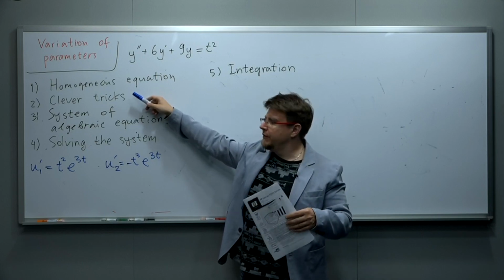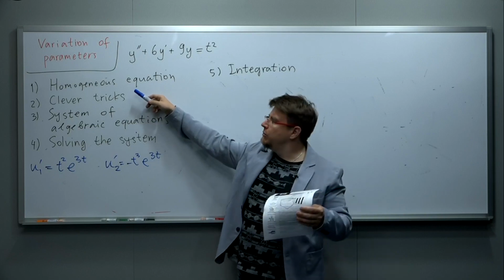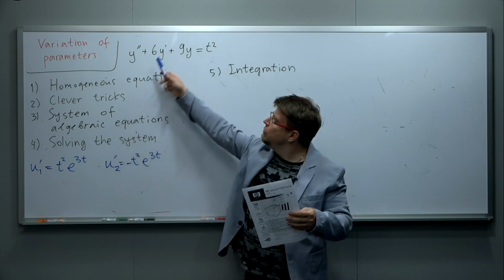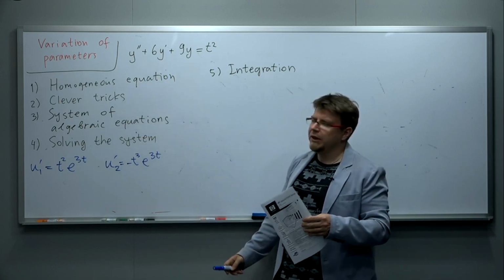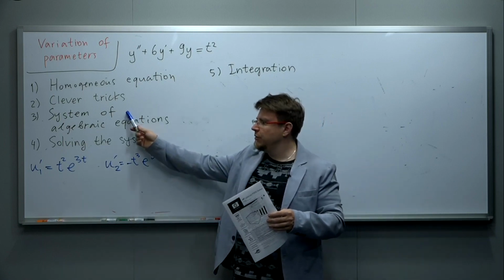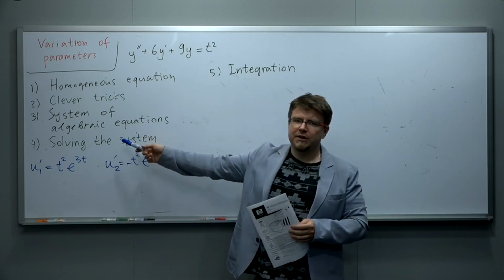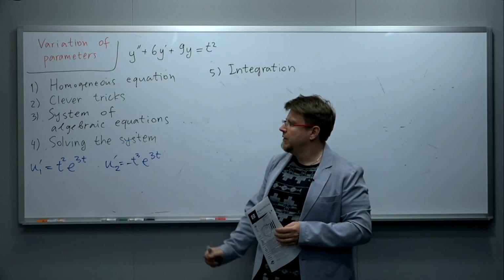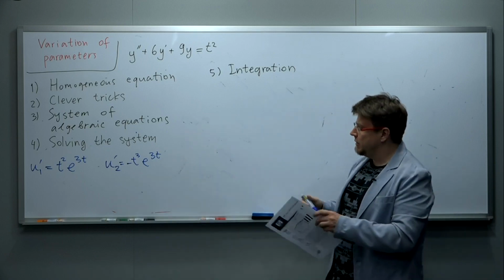Then we apply a clever trick to simplify our calculations and to get an extra equation. Then we substitute it into the original differential equation, and together with this extra equation, it gives us a system of algebraic equations in unknowns u1 prime and u2 prime. Then we solve this system by Cramer's rule, and we got this formula for u1 prime and u2 prime. So the last step is just to integrate it.